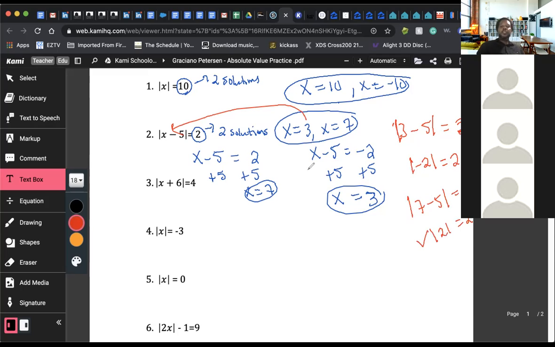So if you want to check your answer, you just plug it back in to the absolute value. Just like you would do for any other equation, when you get an answer, you plug it back in to see if it works. So the answer to number 1 and the answer to number 2, that's it. All right.